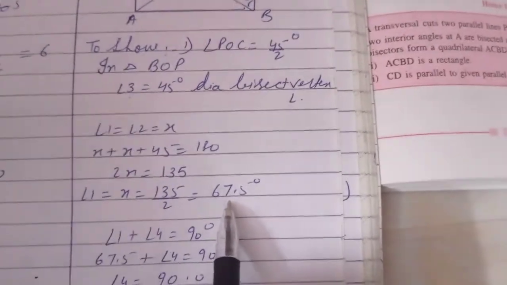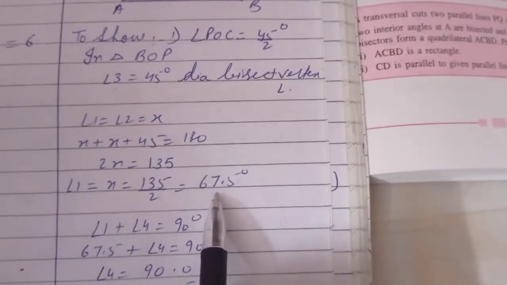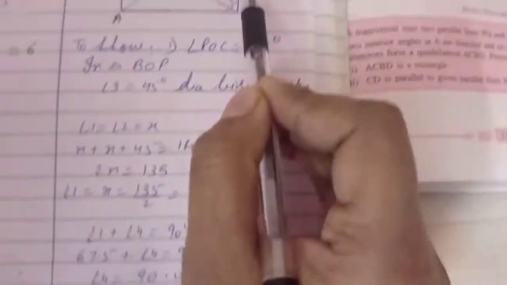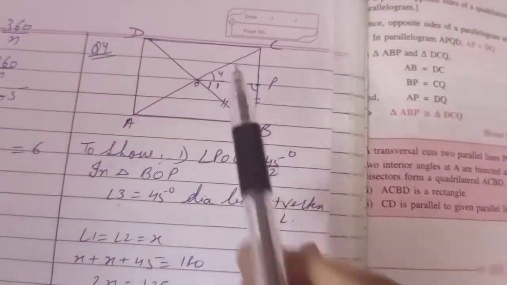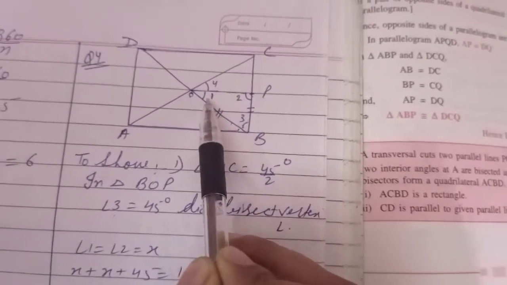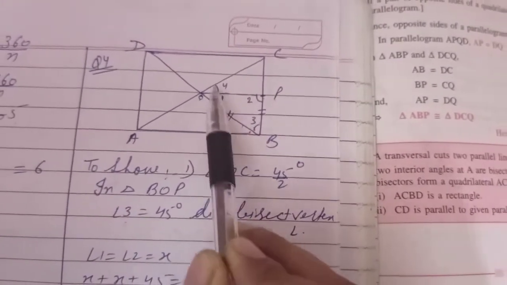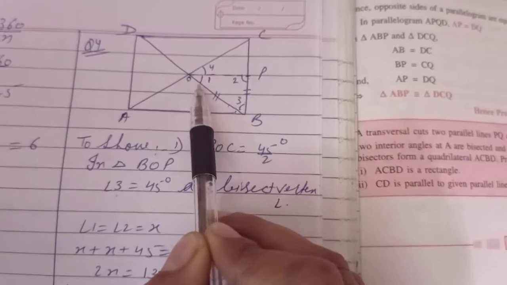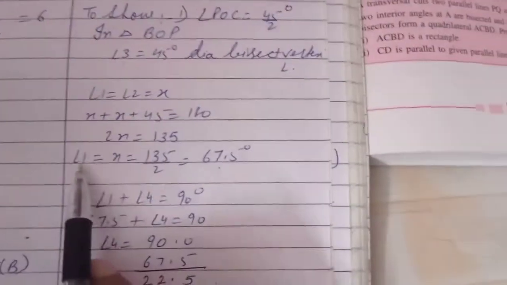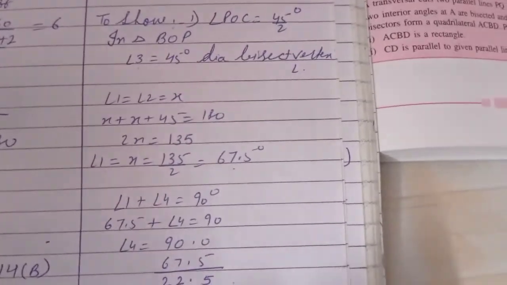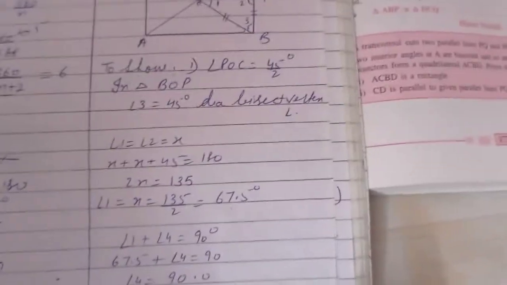Let's see what to prove in the first question. First part is to find out angle POC. I mean you have to find out angle 4. So look here children, 1 plus 4 is 90 degrees, because diagonals of the square bisect at 90 degrees. Clear? So angle 1 we already got. Angle 4 is 22.5. That's what you have to prove.